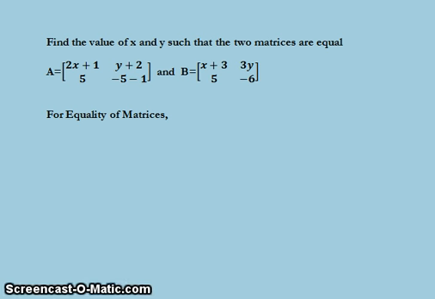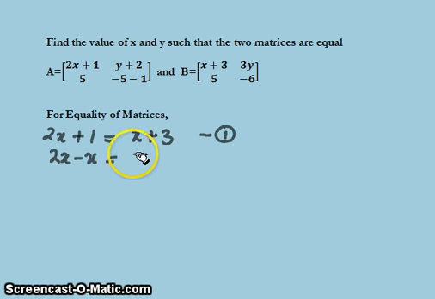So now first, keeping the value of the first element of A, which is 2x plus 1, equal to x plus 3. Now equating these, let's label it as equation 1, we can get the value of x by putting the values of x onto one side and the constant terms onto the other. This gives us the value of x equal to 2.